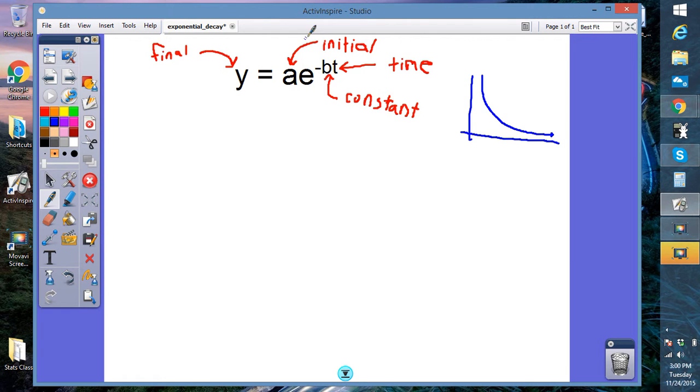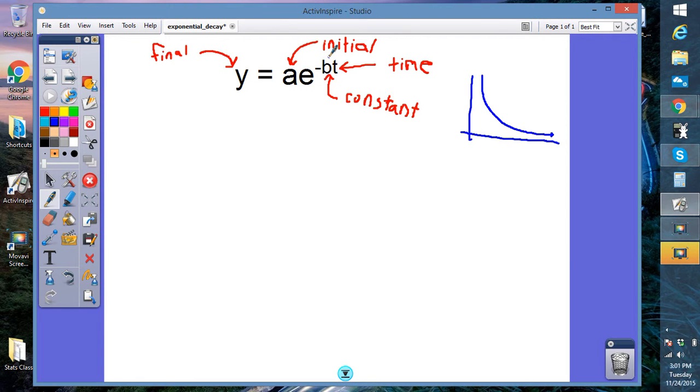All right, so think of this as the initial amount of whatever it is, such as your fossil. Like how much did it weigh? Y is your final amount. T is the time it's taking to decay. Now B is a constant. Different types of material, different radioactive isotopes, have a different rate of decay. So this B controls what your rate is.